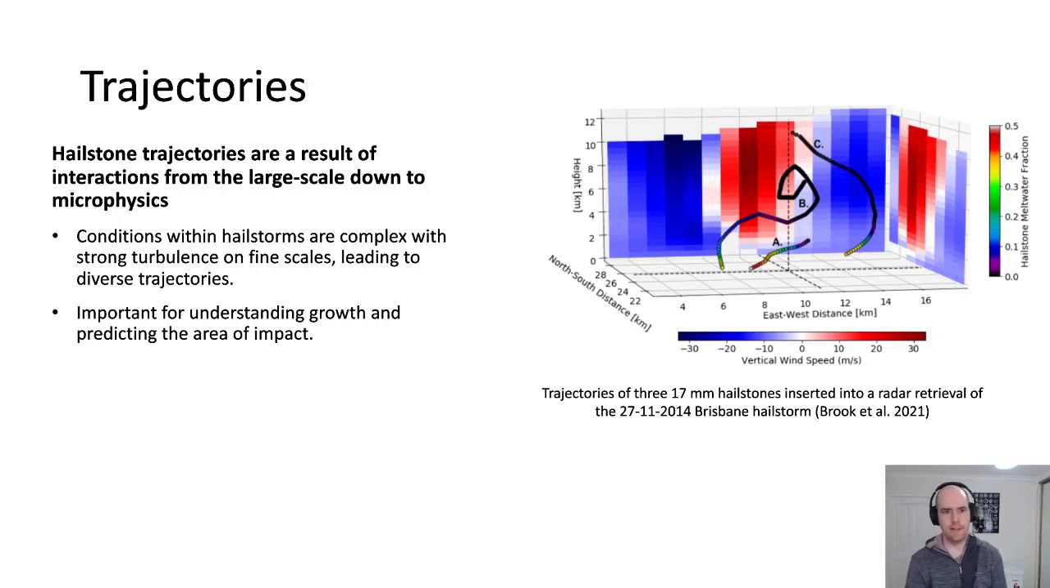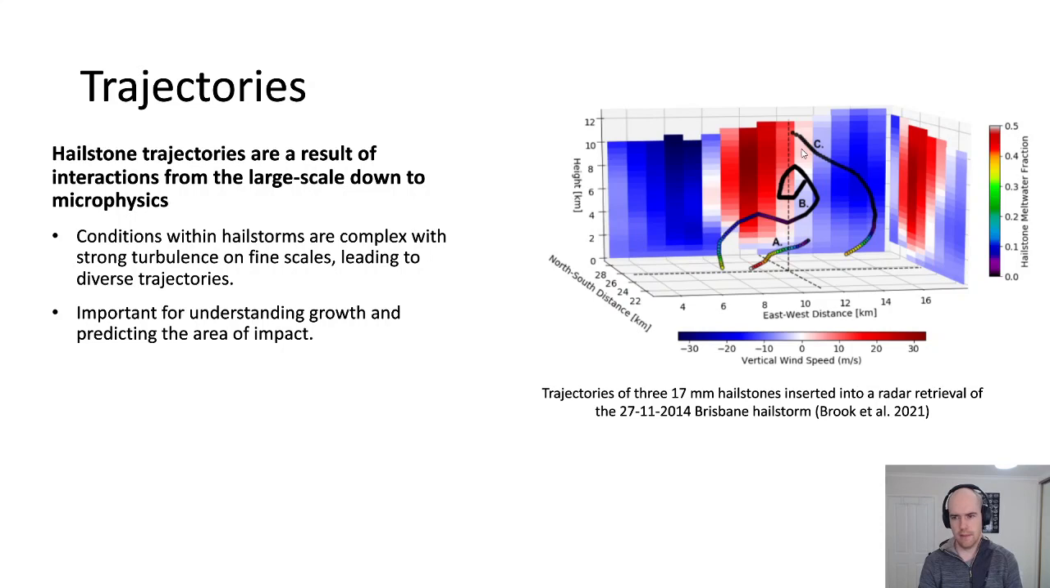Moving on now to trajectories. We know that hailstone trajectories are a result of complex interactions from the larger scales down to the microphysics. Conditions in hailstorms are complex, with strong turbulence on fine scales, and this is in part why we have such diverse trajectories. An example on the right is a figure from Brook et al. 2021, where we've got a 3D wind retrieval from a hailstorm in Brisbane in 2014, and Jordan has inserted 3 17mm hailstones into this retrieval and run 4 trajectory simulations.